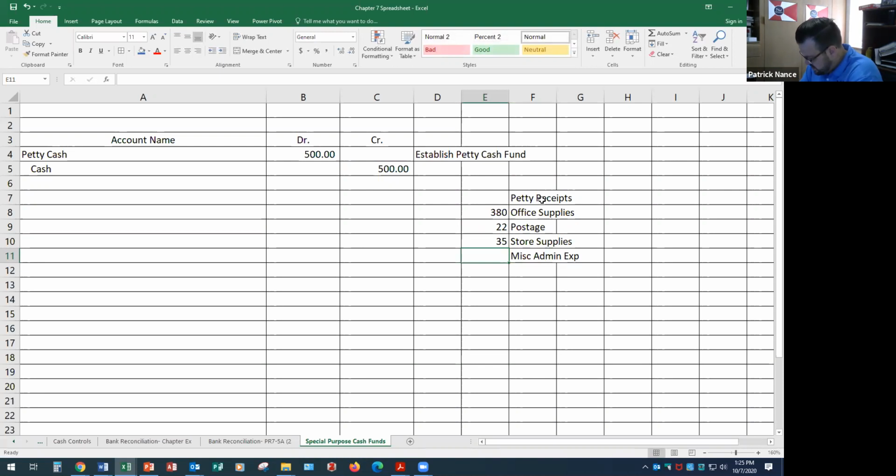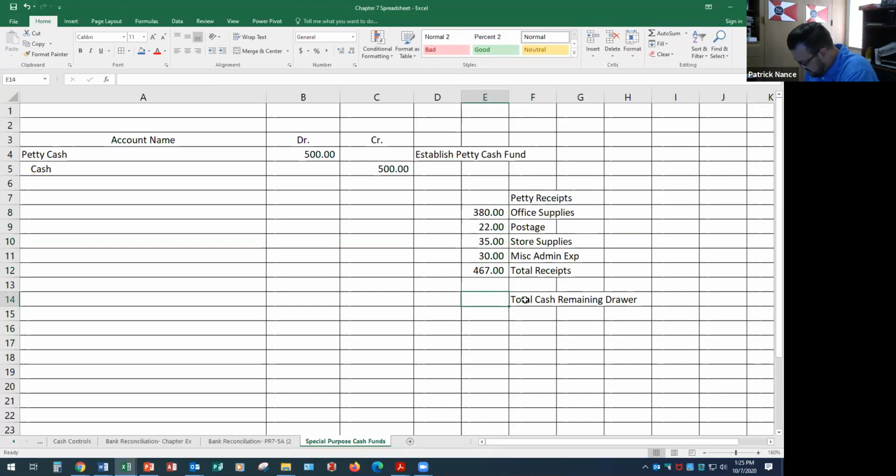for $30. So the total of my receipts is $467 worth of total receipts. Okay, now I need to count the cash in my drawer, total cash remaining in the petty cash drawer, because there's a good chance it's not going to match up.